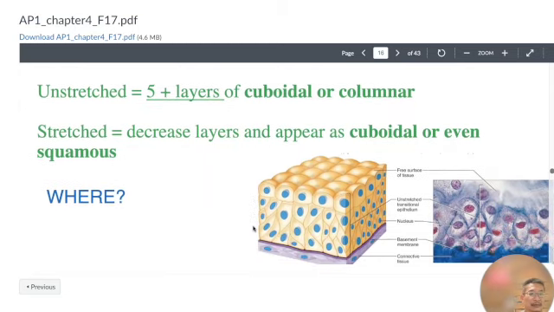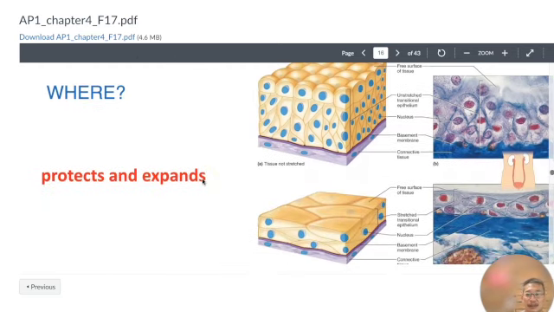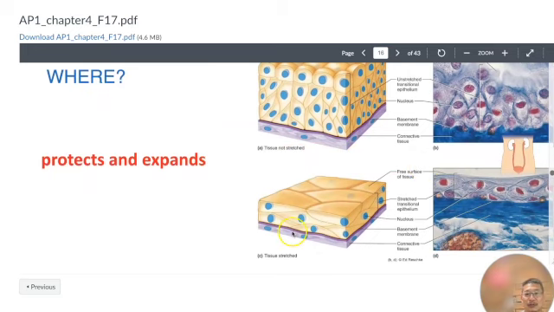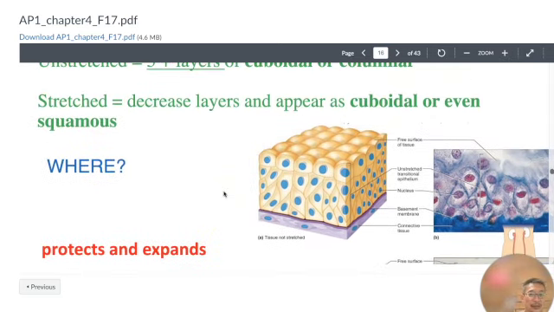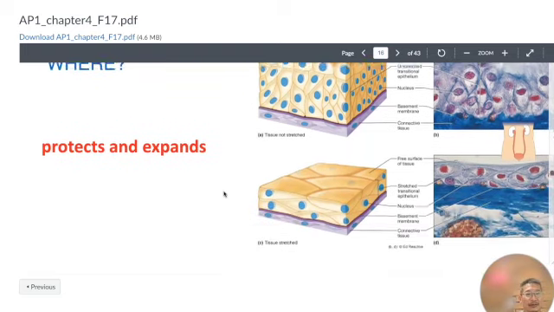Transitional epithelial, it's something that can be stretched. Okay, where do you find something like this? In the bladder. Like when your bladder is filled, the cell will stretch. It's called transitional because it can stretch and expand. Mostly found in the bladder when it is filled with urine.